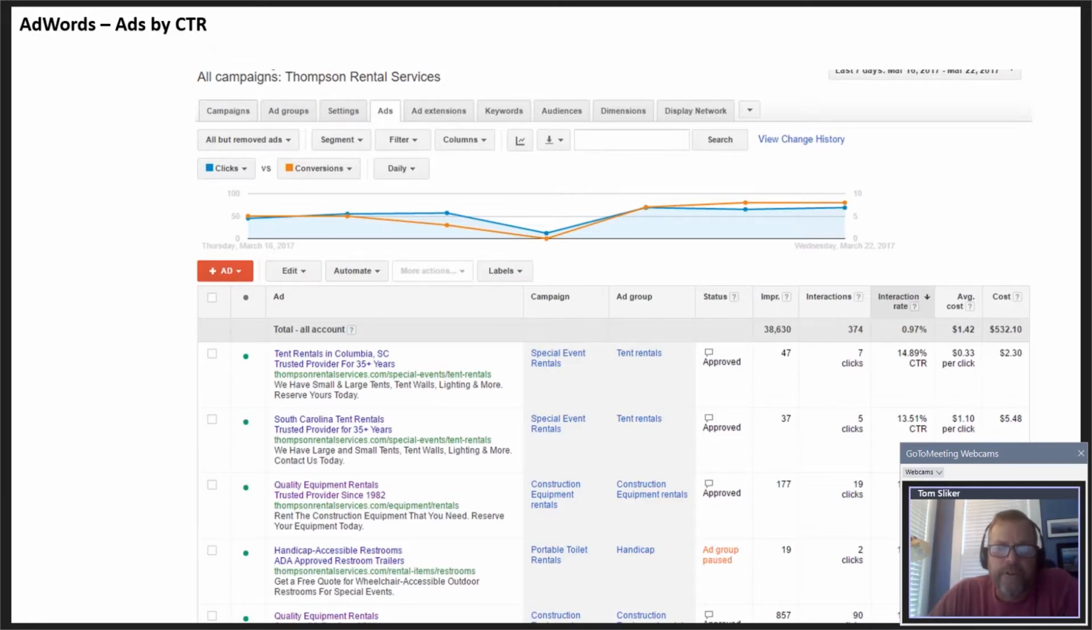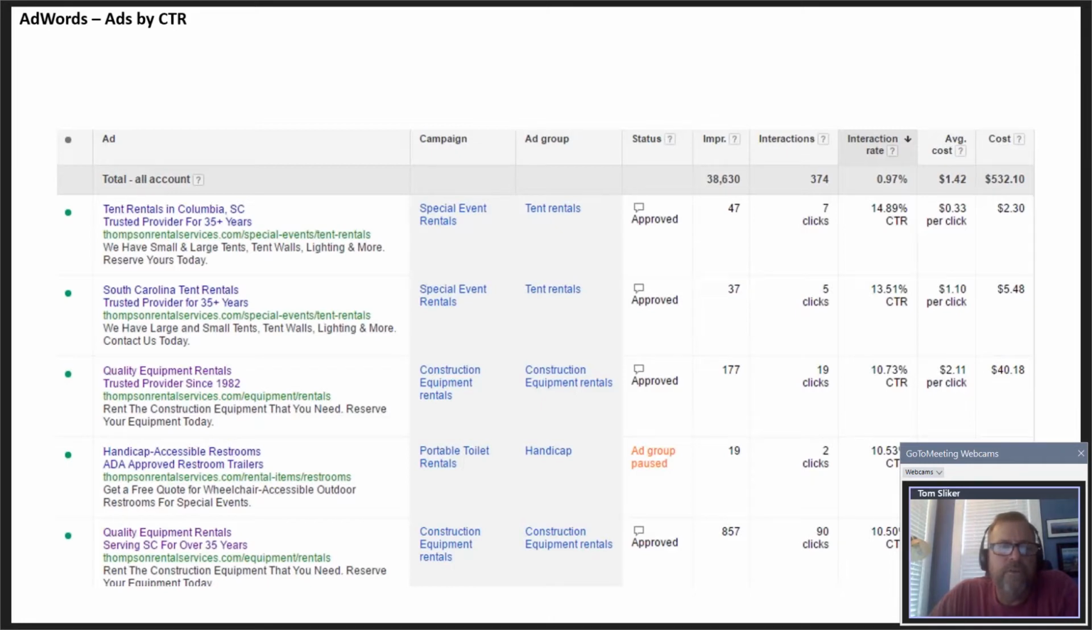This was just another different view. Actually, I'm going to go to the next one, which is zoomed in a little bit more, but I just wanted to show you a little bit more. This is showing specifically ads, where I sorted these different ads by click-through rate. These are the ones that are showing the best click-through rates. And in this particular one, a specific ad for tent rental.